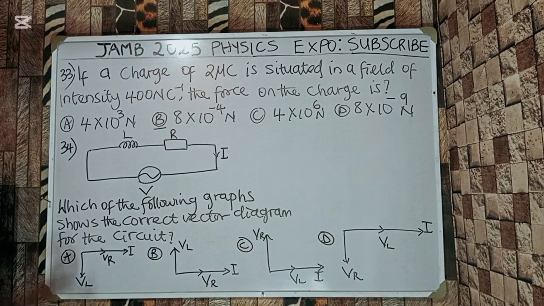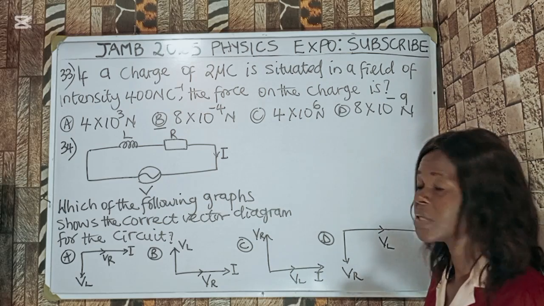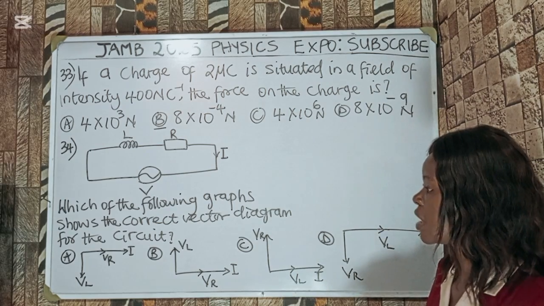Question 34. We have this diagram. They said, which of the following graphs shows the correct vector diagram for the circuit? We have option A. We are going to go through this and know the one that is correct. This circuit is an RL circuit, okay? So the circuit goes this way.